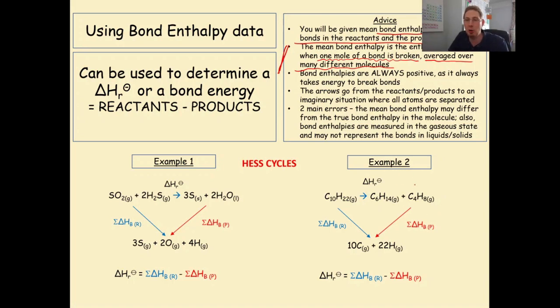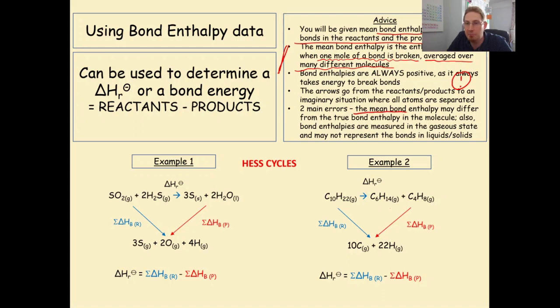Bond enthalpies are always positive, as it always takes energy to break the bonds. I've lost my pointer. Always takes energy to break bonds. The arrows go from the reactants and products to an imaginary situation where all atoms are separated. As ever with this, you need to know the sources of error. Well, the two big errors.